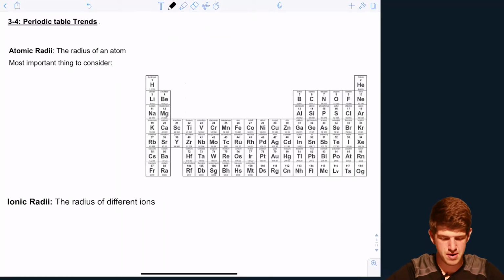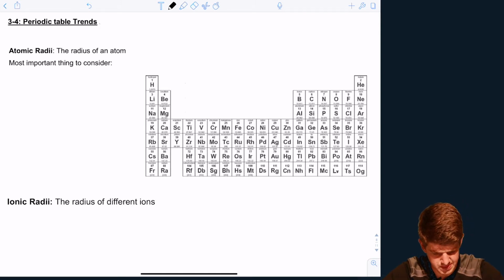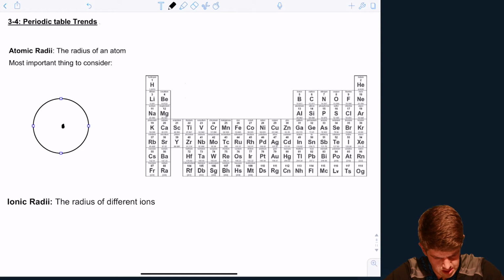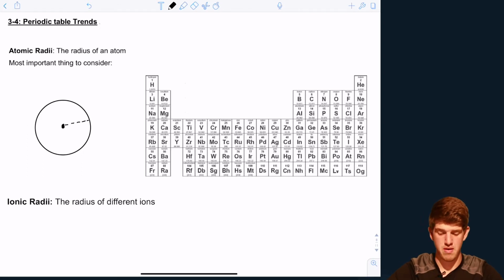So let's talk about some periodic table trends. The first one we want to focus on is atomic radii. Atomic radii is just going to be the distance from the nucleus of an atom to the outermost electron shell.